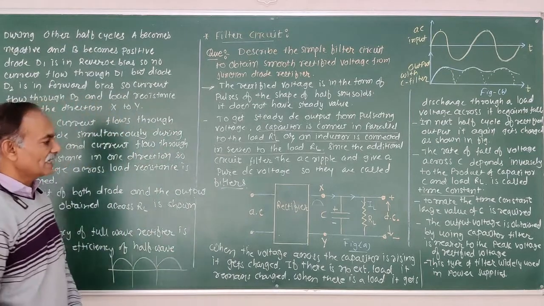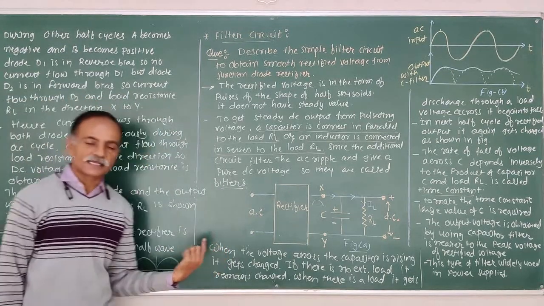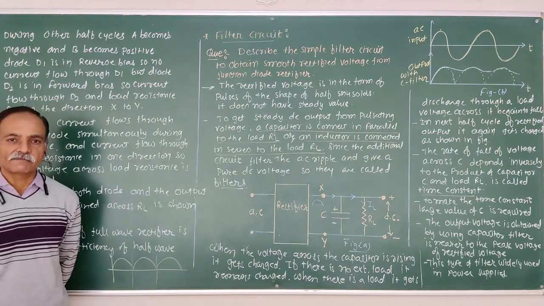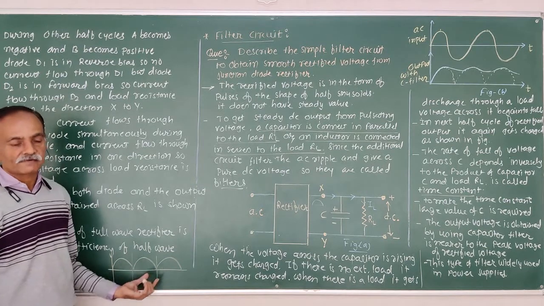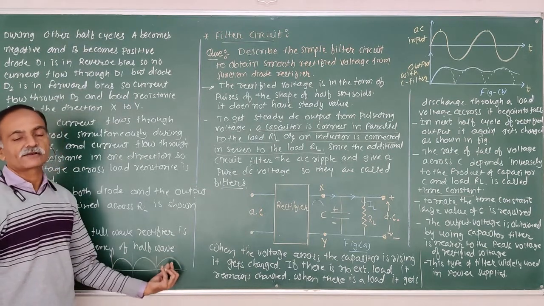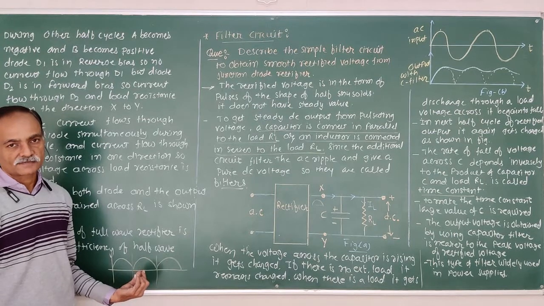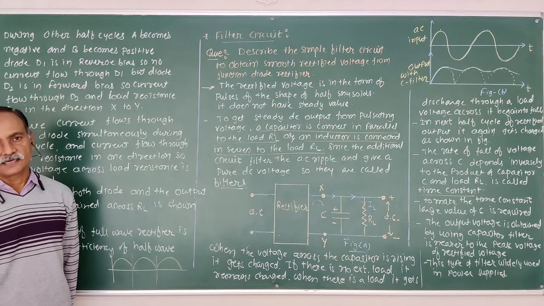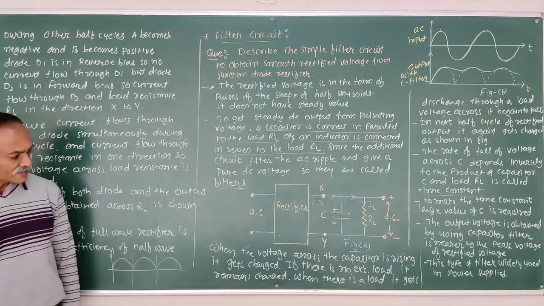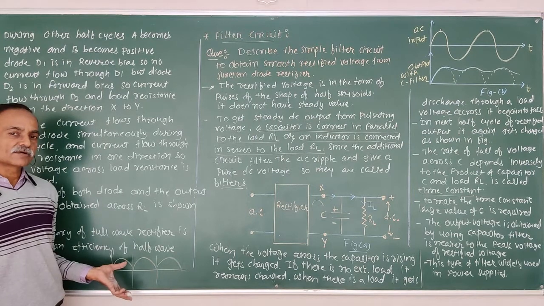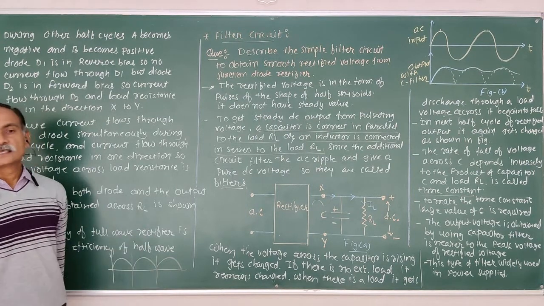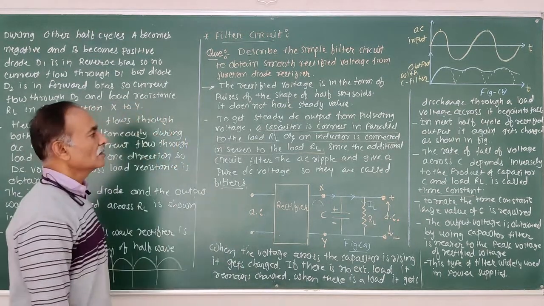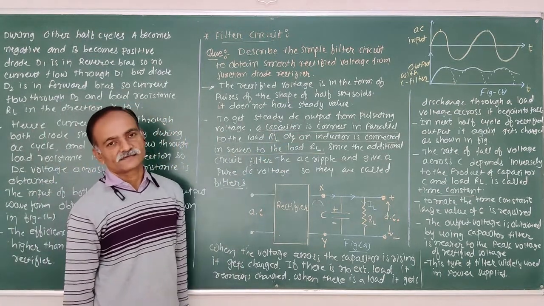Again, what is the filter circuit? Our concept must be clear about that. What is the rectified voltage obtained in half wave and full wave rectifiers? This voltage is not constant with time. The shape of this voltage is like this, half sinusoid, varying with time. To obtain a constant voltage, two types of components are used as a filter: one is the capacitor, the second is the inductor.